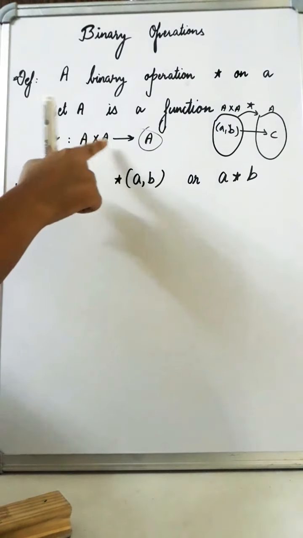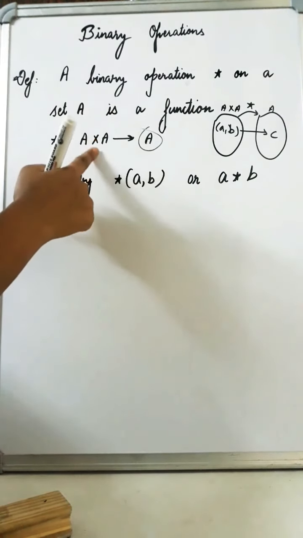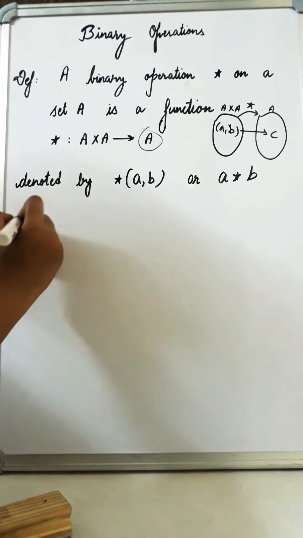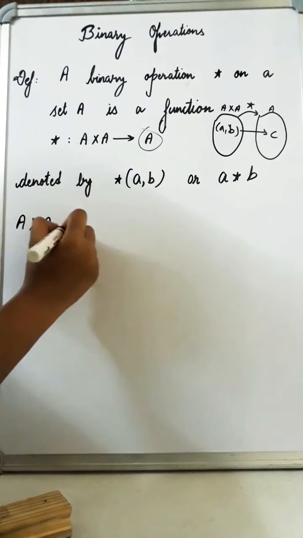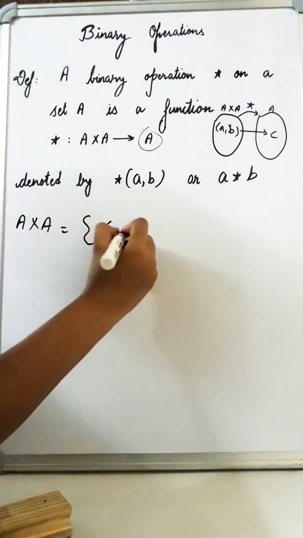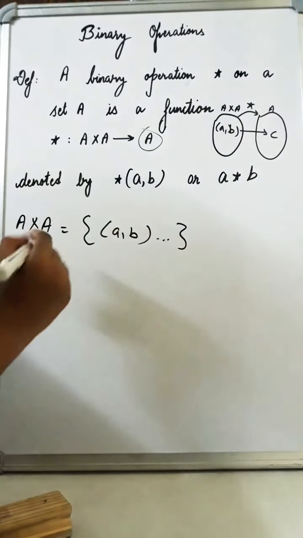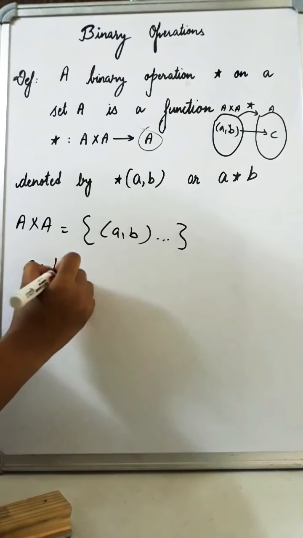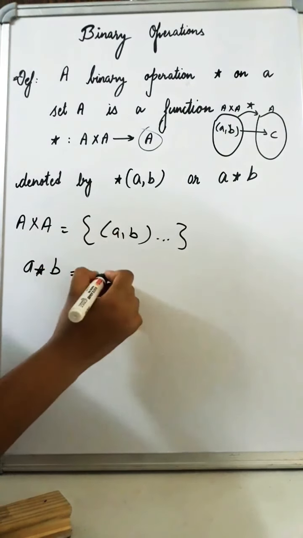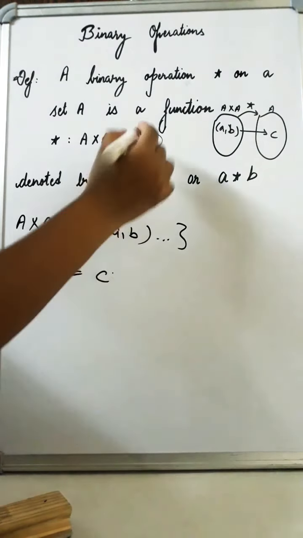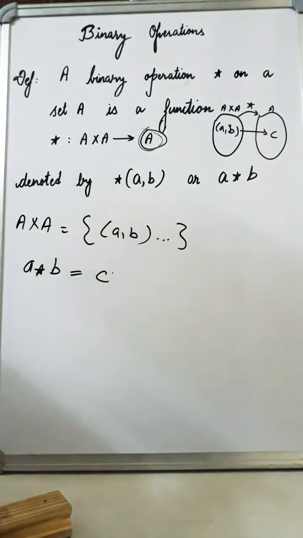Star is mapped from A cross A to A, which means your domain is A cross A. Why? Because the Cartesian product A cross A will contain all the ordered pairs like A comma B. Now when you operate star on A and B, you will get some element, let us say C. This C has to belong to A only, otherwise star will not be a binary operation.